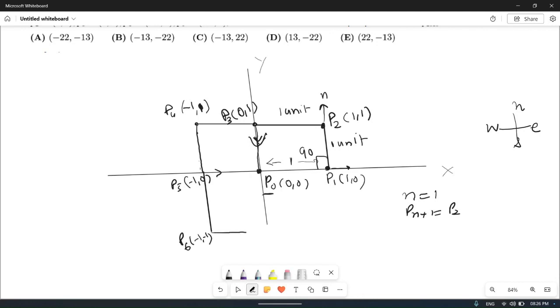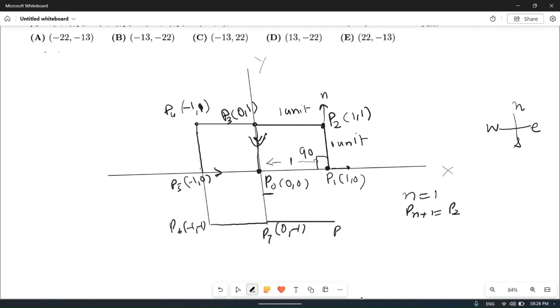And similarly, it can move towards the right and reach P7, which is (0, -1), taking 1 more unit to P8, which is (1, -1). If it takes a turn towards the left side, it will again end up reaching a visited point. So it doesn't want to go to P1. Rather, it will go straight 1 unit to P9, which is (2, -1). And now it will keep going on.